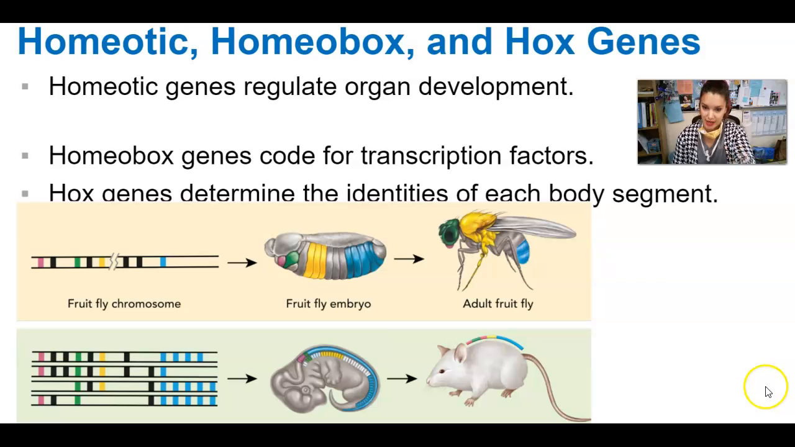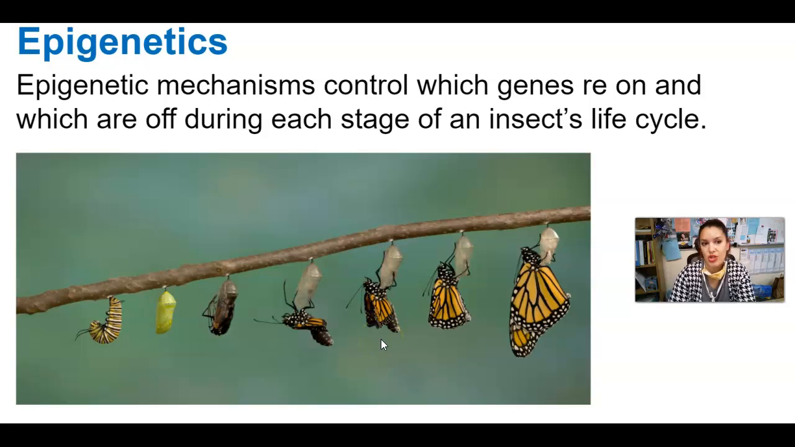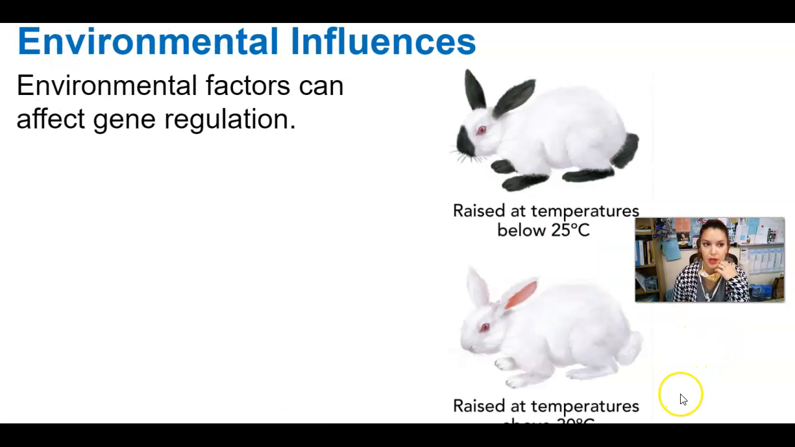And this slide here is really the only reason I went through this lesson. Epigenetic mechanisms control which genes are on and which are off during each stage of an insect's life cycle. Another vocab word for you, just to understand the stages of a life cycle. For example, a pupa to larva to adult, butterflies, insects.